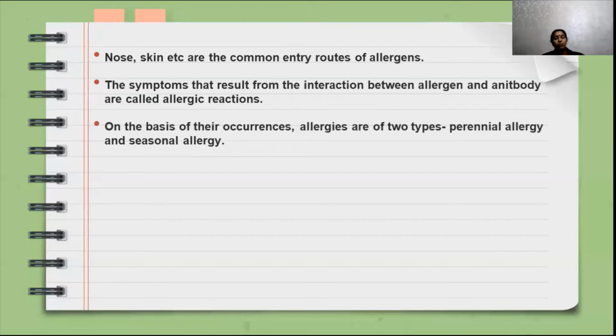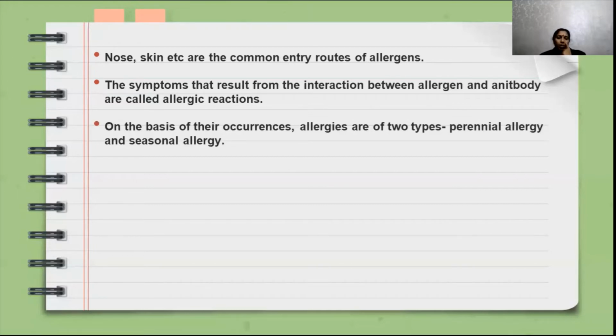In perennial allergy, one more allergy is mentioned in the chapter, that is food allergy. We know that some people are allergic to certain categories of food, for example nuts, milk, fish, wheat, etc. So this also comes in the category of perennial allergy, and food allergy is a type of perennial allergy that is related to food.